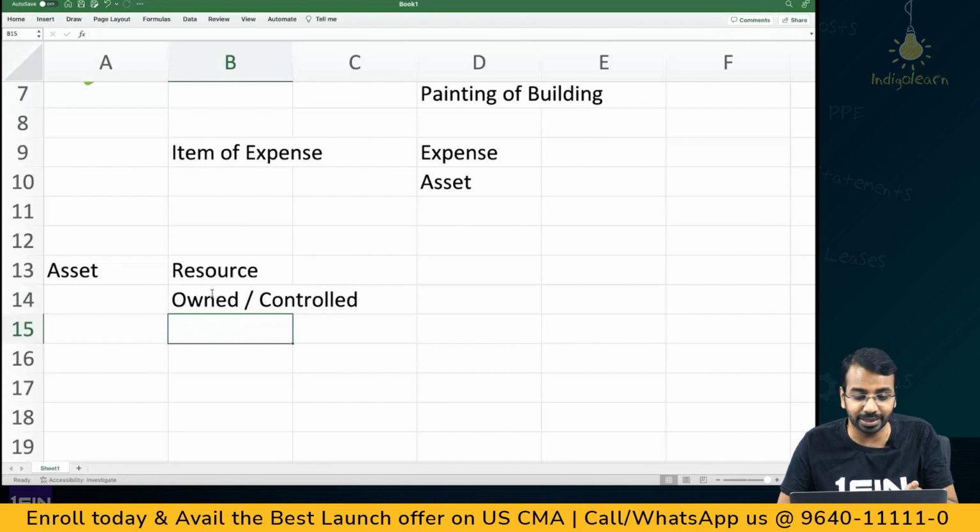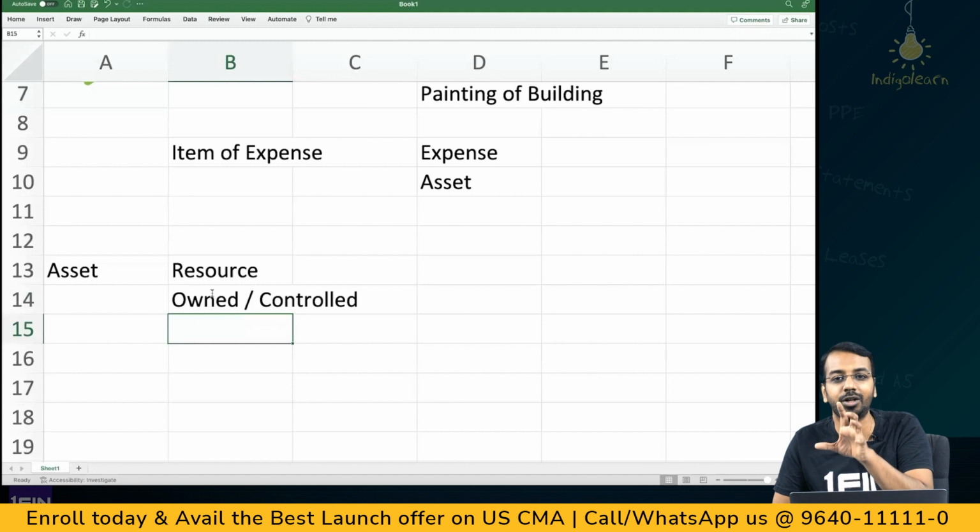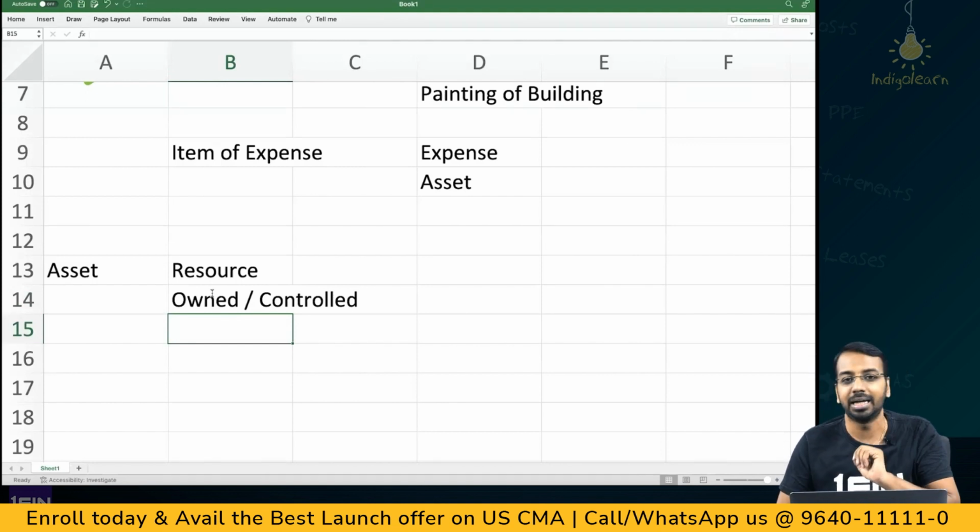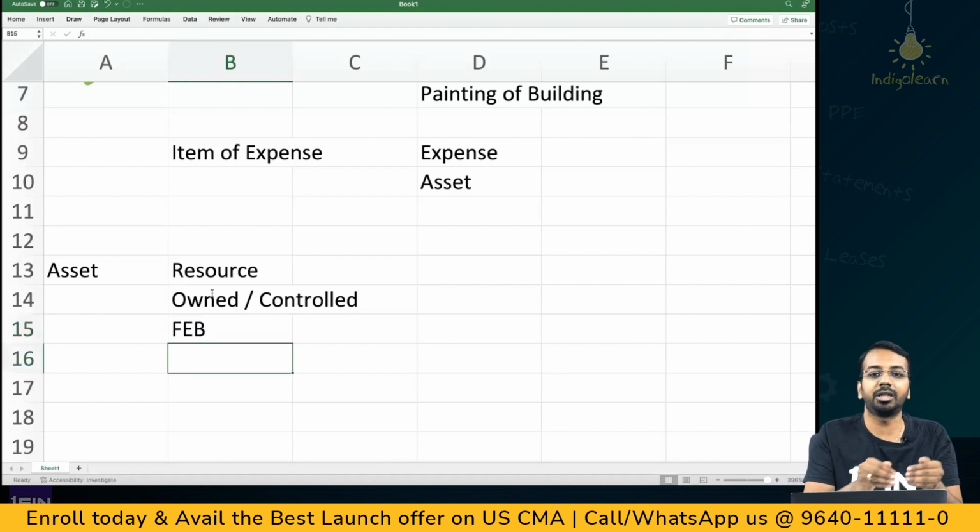Land is not owned by us, but we can control the land for the period of the term for which we have received the right to use that particular land. So this aspect we'll understand in leases subsequently in more detail, right? So it is a resource which is either owned, meaning my own property, or controlled, meaning I have the right to use, the right to direct, the right to say who will use that particular resource, which will give us future economic benefits.